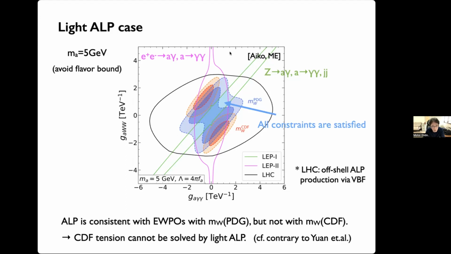Now, these magenta lines are obtained by the constraint from e plus e minus to A gamma and A decay into diphoton. And both constraints are satisfied in this cyan region. So as you can see, the electroweak precision result is consistent with this cyan region only if the PDG value is adopted for the W boson mass. In other words, the CDF tension of the W boson mass cannot be solved as long as the ALP is light. So this conclusion is contrary to the previous analysis.